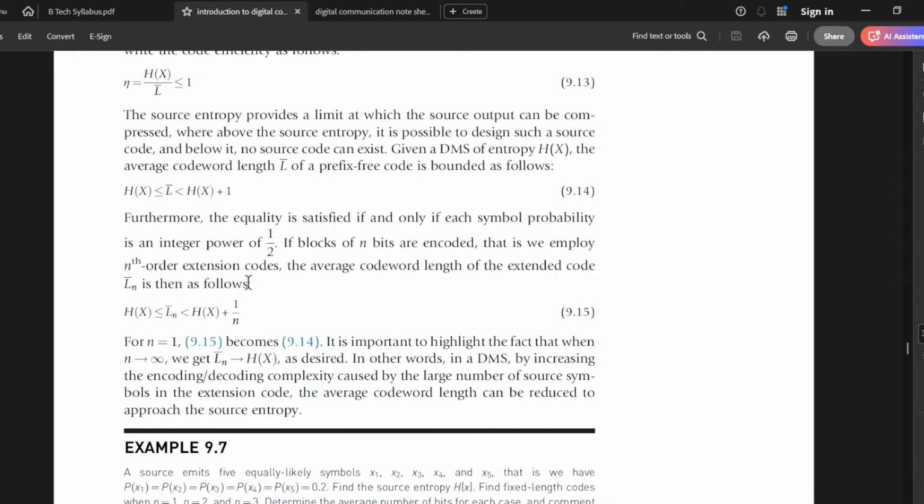Why does it have to say Hx? Why can't it just say entropy there or E? Why Hx? Haunting me.